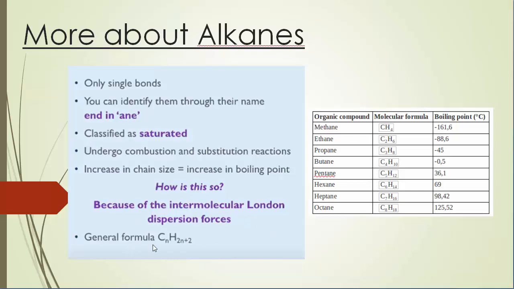The general formula of alkane is here, and if you take N equals 4, then you get the butane's molecular formula, C4H10.